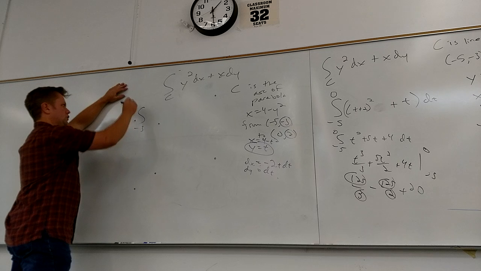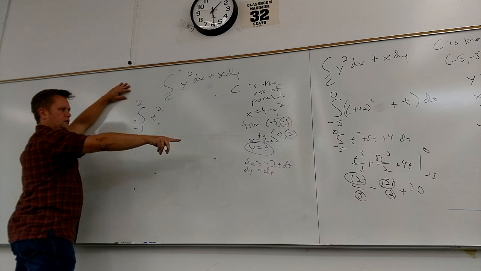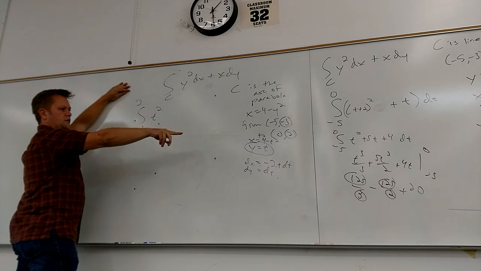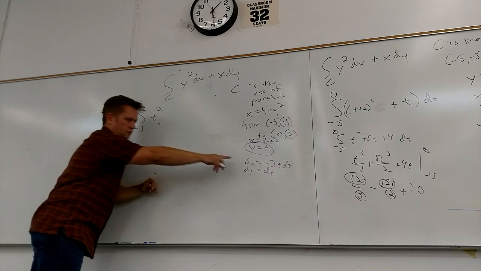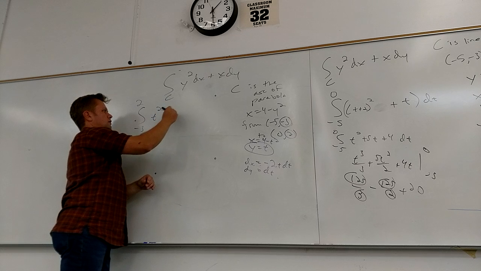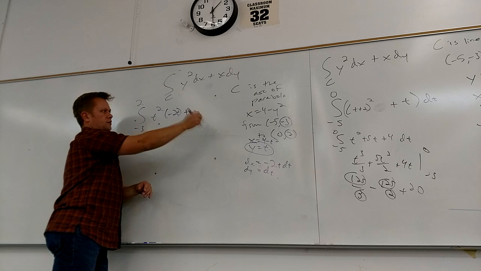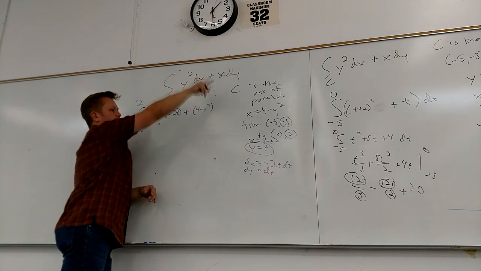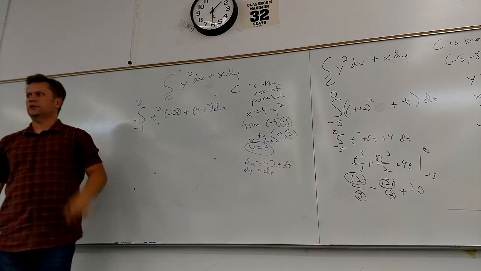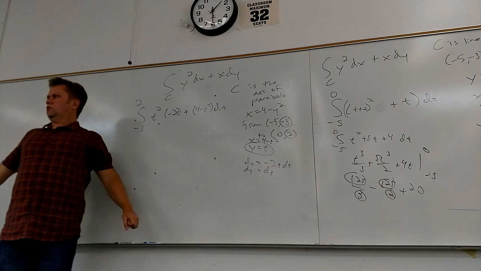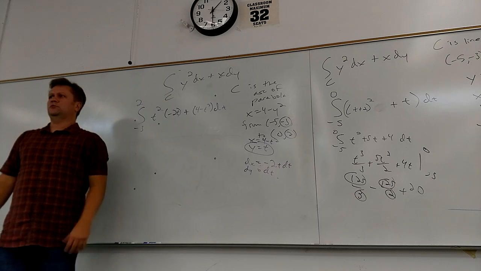So from negative 3 to 2, y squared is t squared, dx is negative 2t dt, plus x dy is dt. So I just collected my dt's there at the end. Yeah, I know. So yeah, I feel like I'm done. Yes.